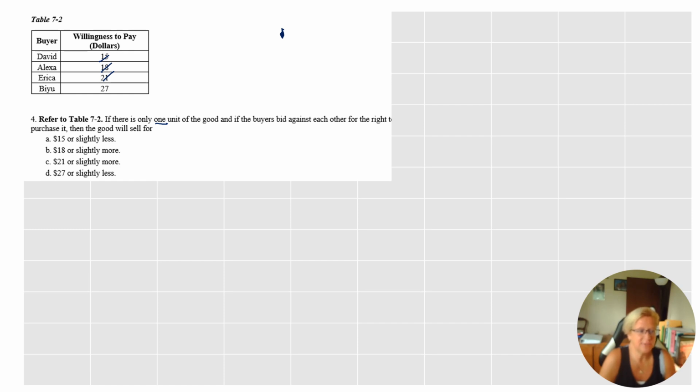So in this particular example, once the price gets to 2101, slightly higher than that, Binyu is going to come in and grab that one product that is available at auction. Again, people are standing in line according to willingness to pay. As the price starts to rise, people drop out of the market. Look at how many goods you're looking at here, and we're going to say it's going to sell for 21 or slightly more.